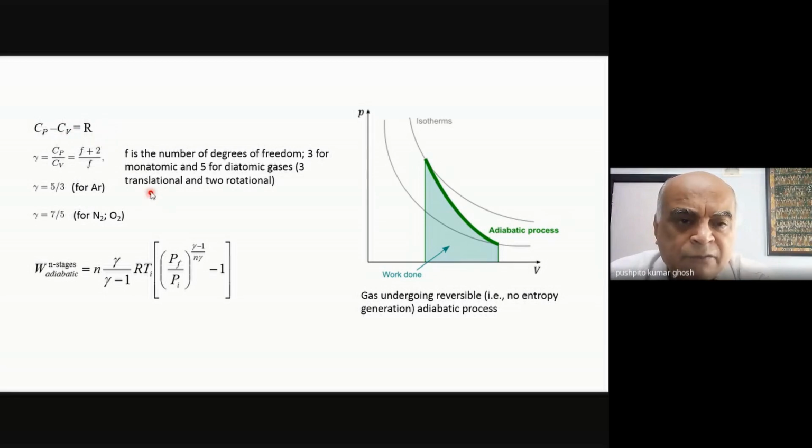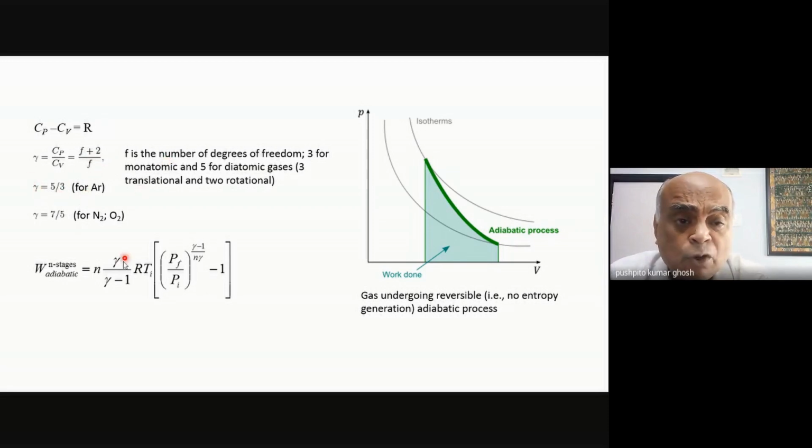And we know that if you have got let's say a monoatomic molecule like argon, it has only 3 degrees of freedom, right? X, Y, and Z directions. So F is equal to 3. So my gamma will be equal to 3 plus 2, 5 upon 3. So for a monoatomic gas.